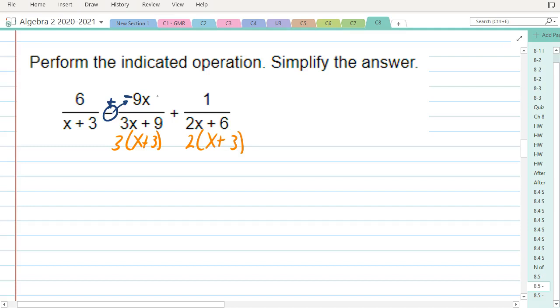Now go through and look for what's missing. I have an x plus 3 in all of them. That's great. Unfortunately, I have a 3 in the middle, a 2 on the end, and no numbers in front. So that means I'm going to have to multiply the first one by both a 2 times a 3. I'm going to have to multiply the second one by a 2. I'm going to have to multiply the third one by a 3. Well, 2 times 3 is 6.